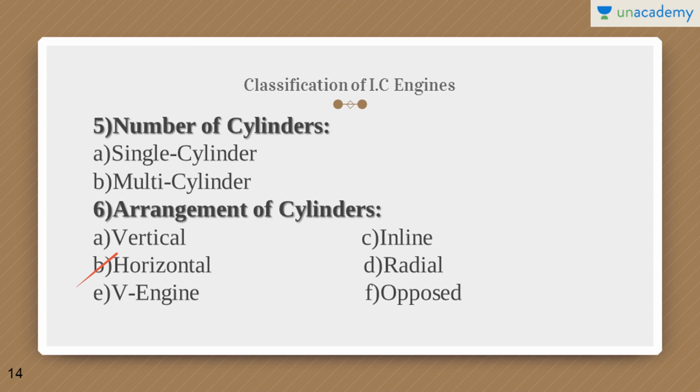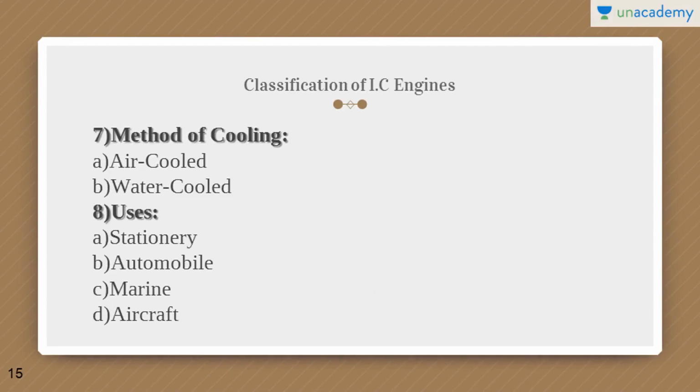Inline engine, the cylinders are arranged inline. Most trucks are of inline configuration. Then radial engine, cylinders are arranged along the circumference of a circle. Then you have something called a V engine. It is a combination of 2 inline engines which are equally set at an angle. Mostly passenger vehicles have this V-type configuration. And opposed type engine, they are nothing but cylinders which are arranged opposite to each other.